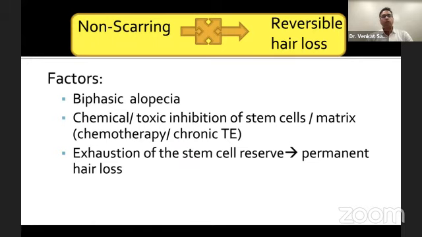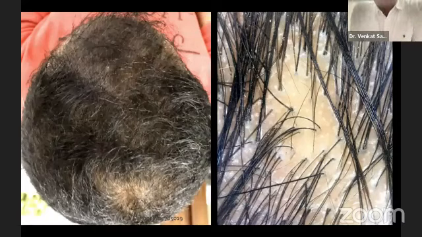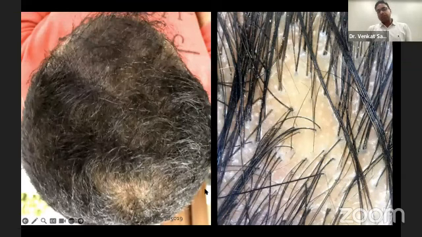So factors where non-scarring can cause irreversible hair loss are biphasic alopecia, or even chemical toxic inhibition of stem cells or matrix during chemotherapy, or chronic telogen effluvium, which may lead to exhaustion of stem cell reserve and permanent hair loss. This is an example of androgenetic alopecia with permanent hair loss. And this is a cheat, because actually I believe that androgenetic alopecia is in fact an inflammatory alopecia, pathogenetically, which leads to permanent hair loss due to inflammatory scarring. And that's why in androgenetic alopecia, we see this new concept of fibrosing alopecia in a pattern distribution.